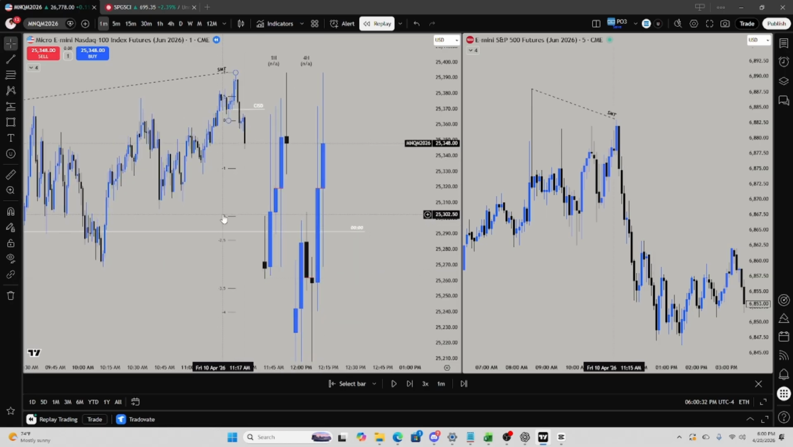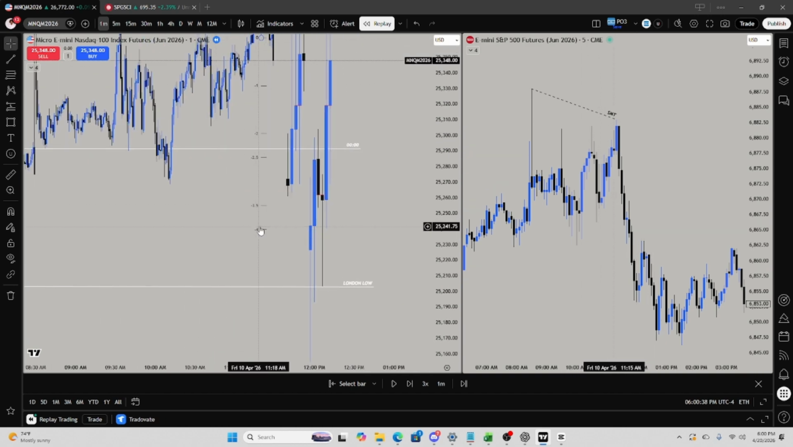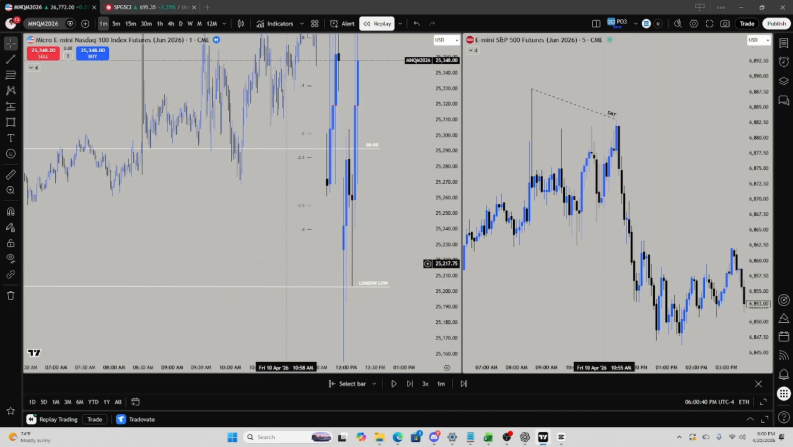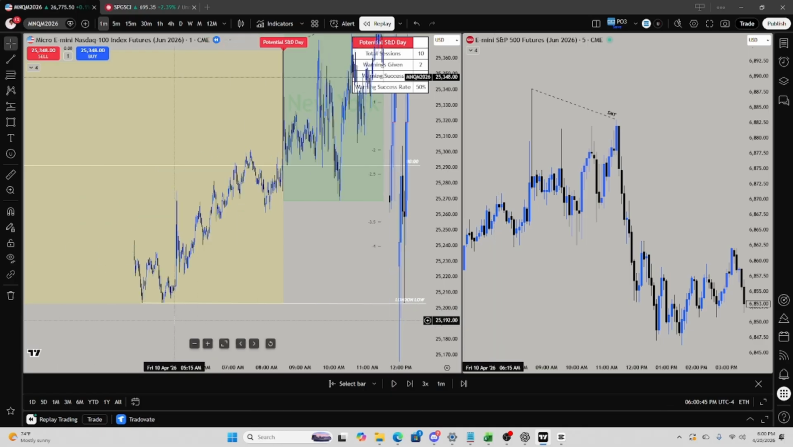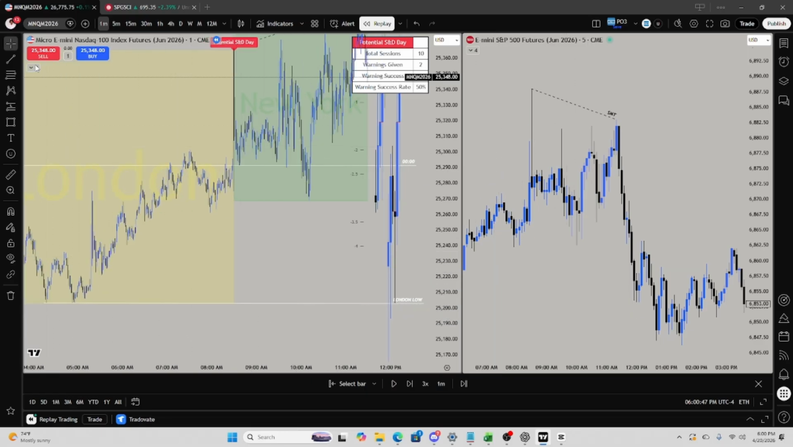Currently we see that -2 and -2.5 is aligning, okay, with midnight price. And we have -4 standard deviation just before London's low. Let me turn on my S&D profile so I can make sure that's where London low is. Okay, yeah, London low.